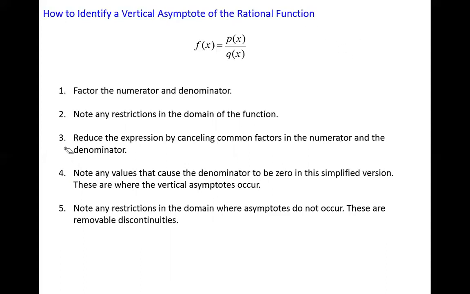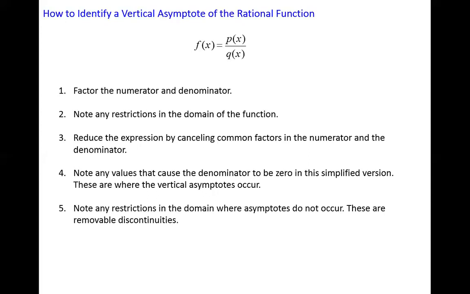But now, reduce the expression by canceling the common factors in the numerator and denominator. That means factoring and canceling the common factors will give us a simplified version of the rational function. Then all of the zeros from the denominator will give me the vertical asymptotes, only from the simplified form. Also, we have to note that any restriction in the domain where the asymptotes do not occur will be a removable discontinuity.